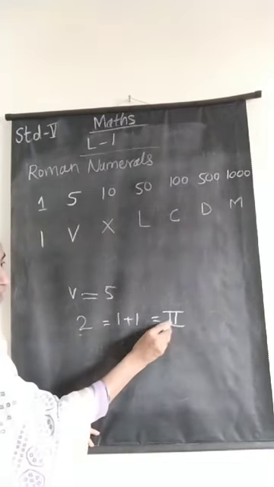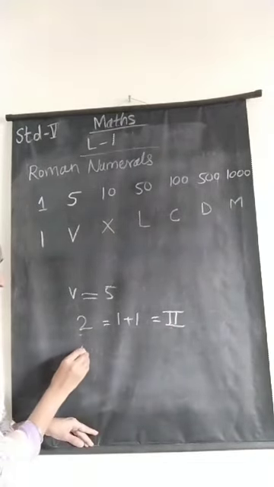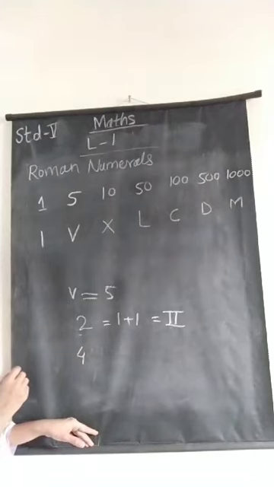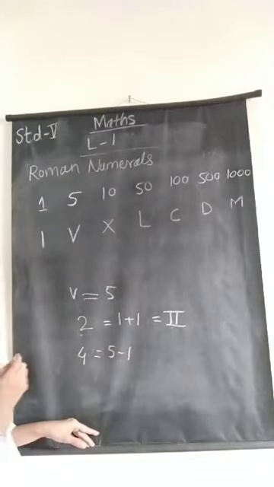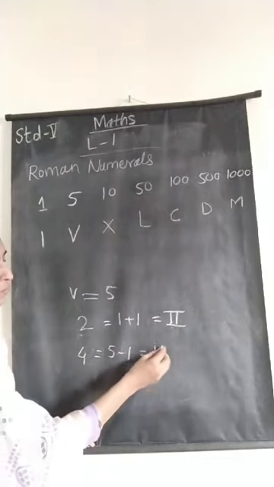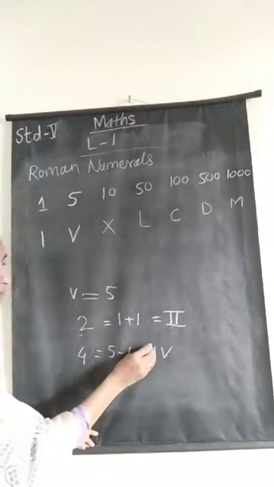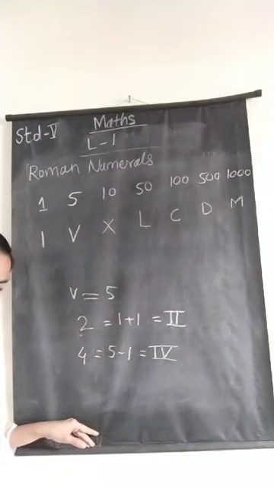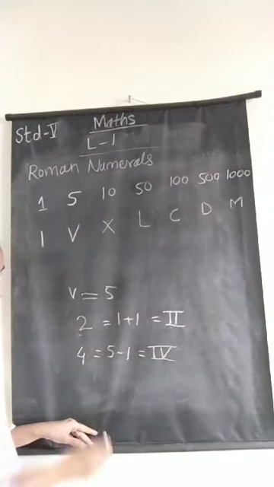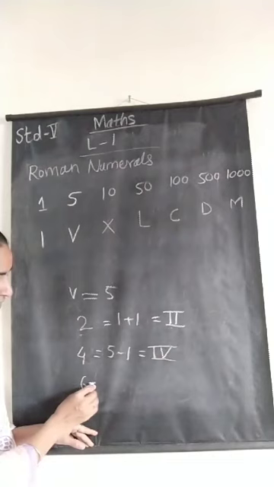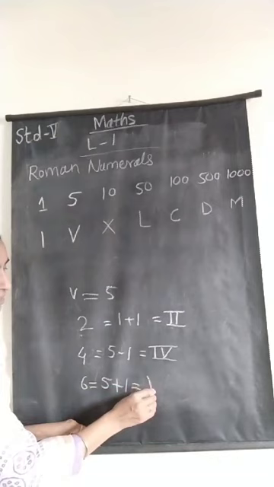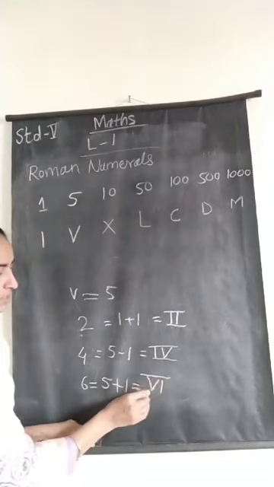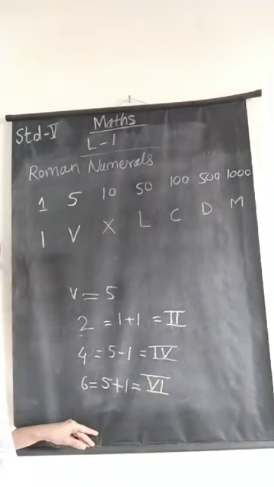Okay students, if I have to write 4, how are they going to write 4? 4 can be written as 5 minus 1. 5 minus 1 is 4. They write 4 like this. How is 6 written? 5 plus 1. This is 6 in Roman numerals.